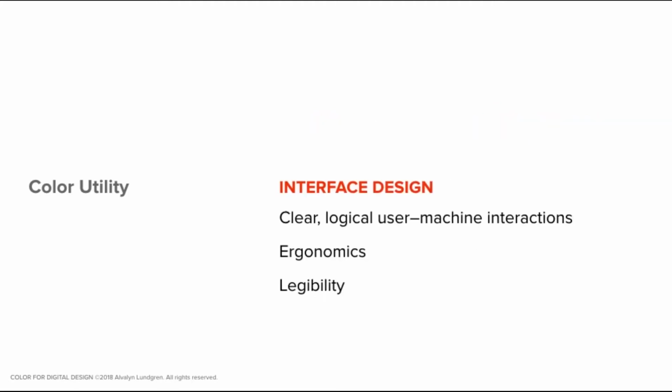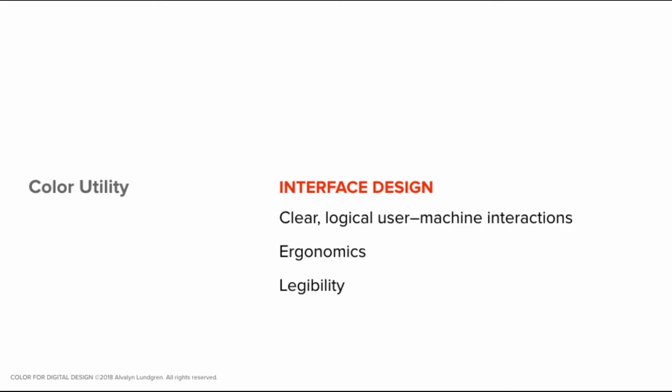In interface design, the ability to use a machine or a product properly in the way that it's meant to be used very often relies on color. Color is involved in ergonomics. We have to be able to see things clearly in order to be able to read and to know what to do. In terms of legibility, we have to be able to read things on screen and in print and differentiate between one form and another form.